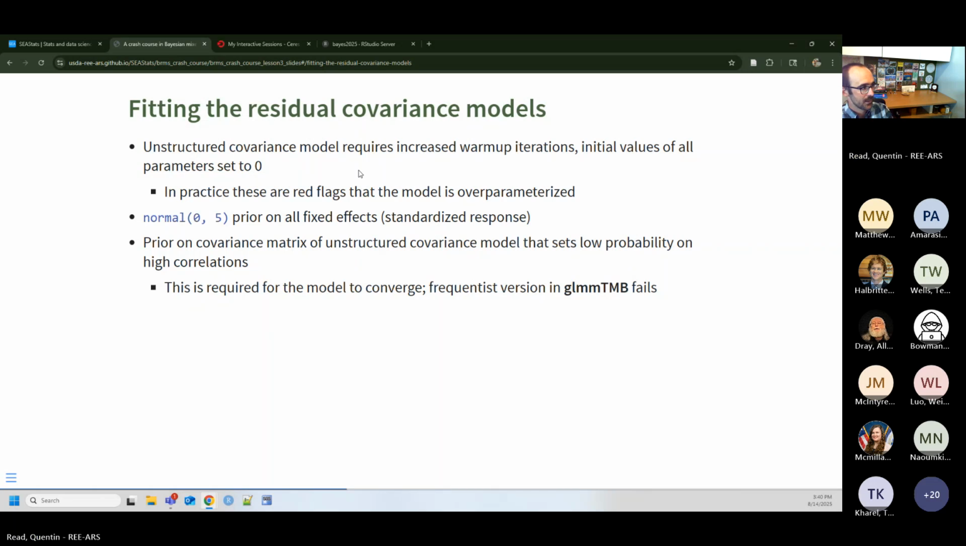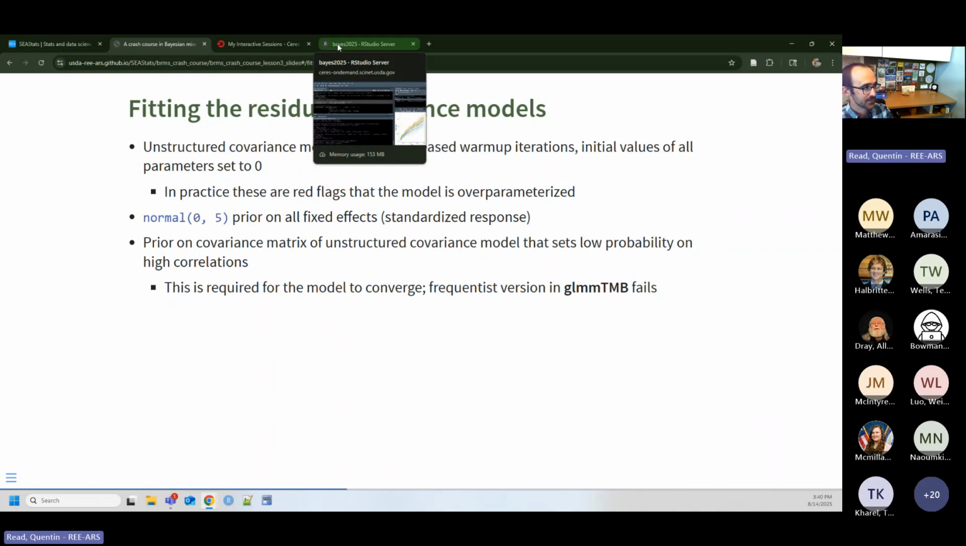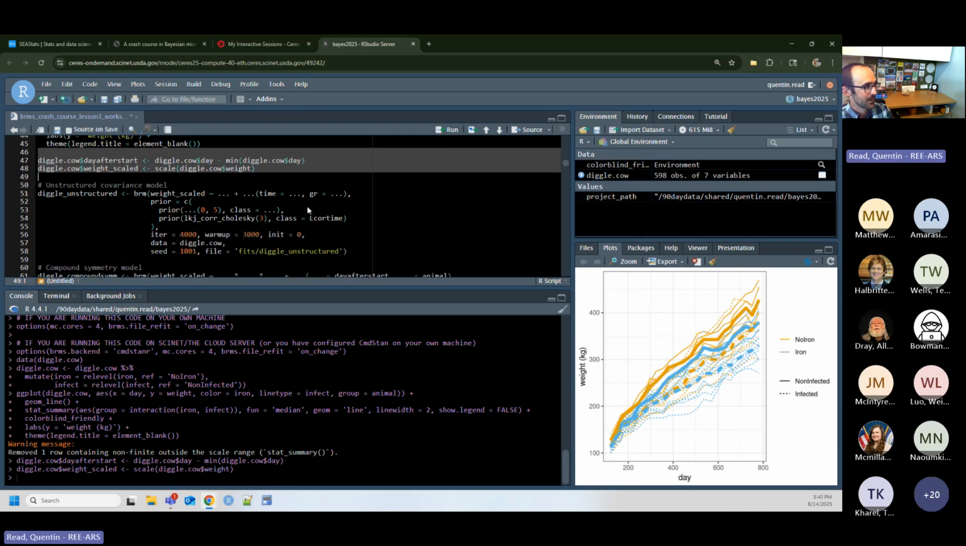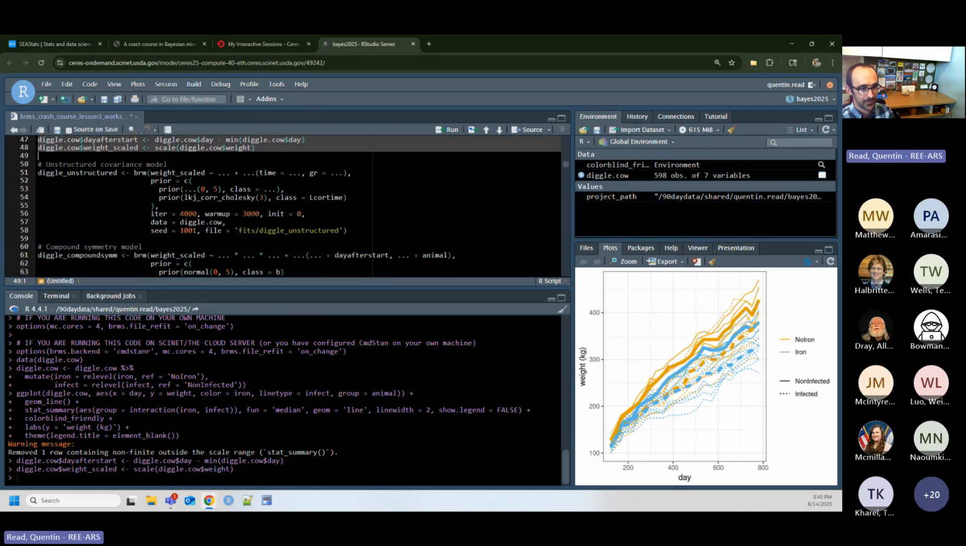Yes, let's go ahead, and I won't go through the slide here. I'll just go ahead and start writing the models for you.